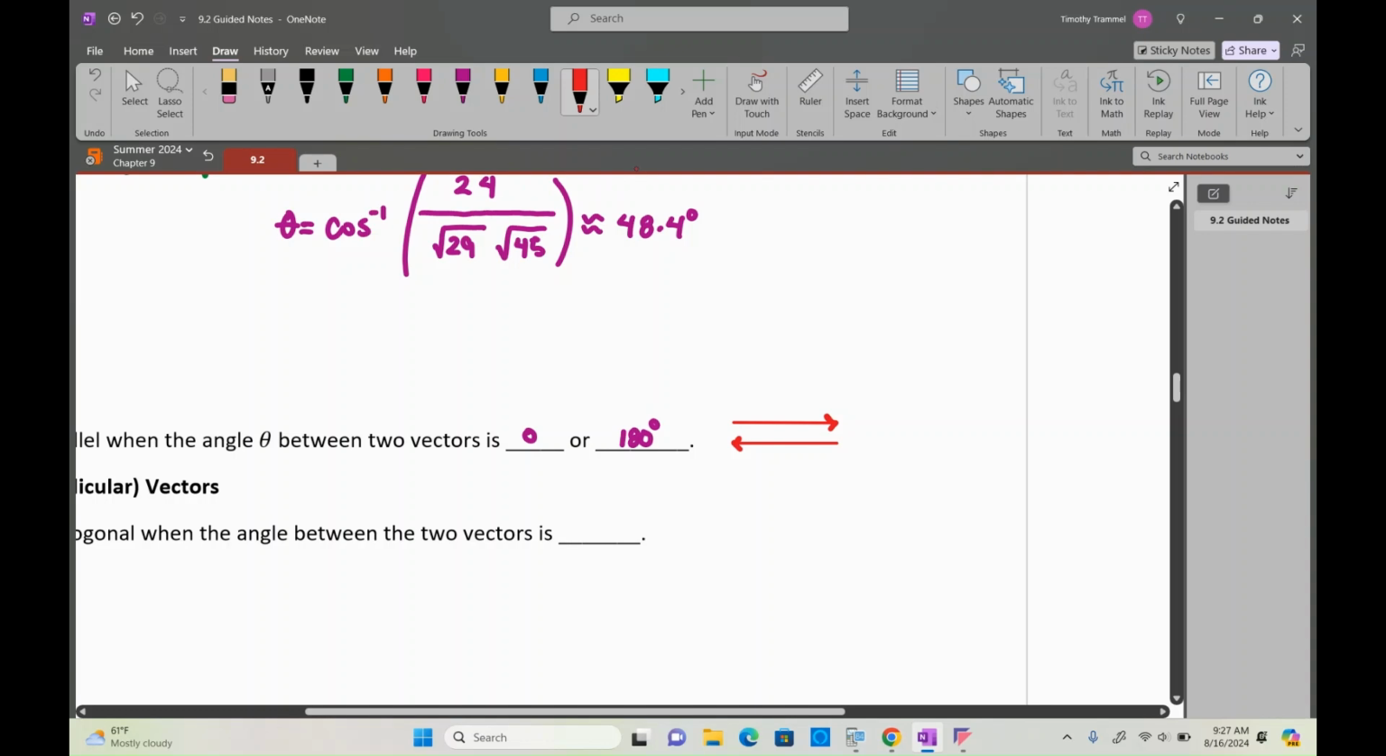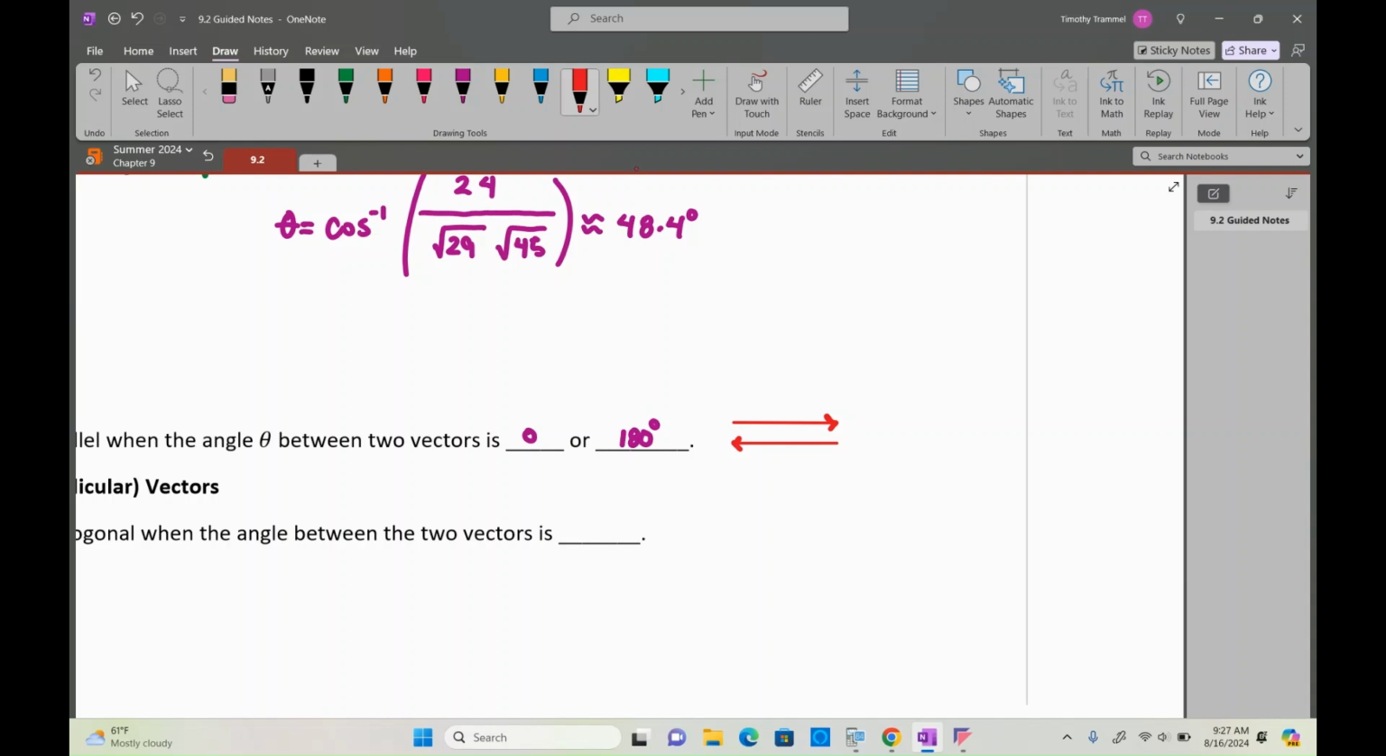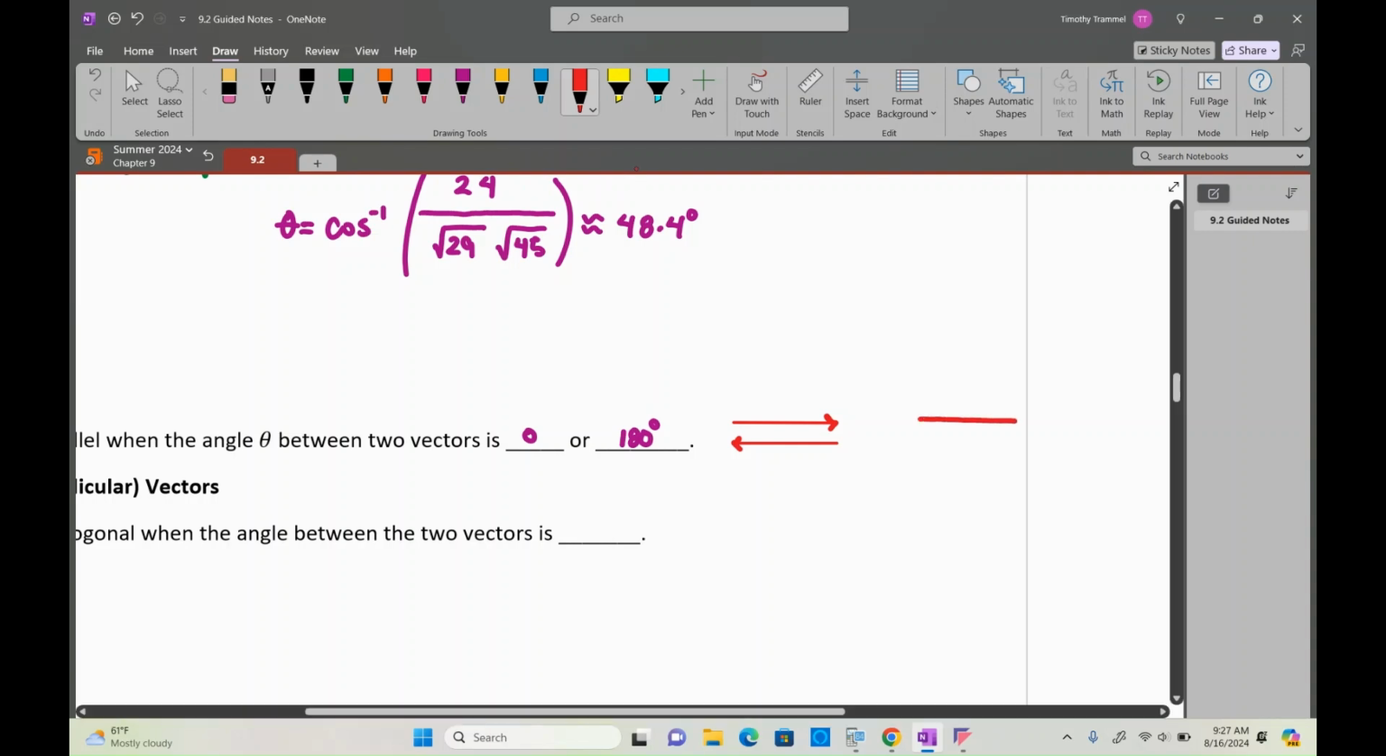They don't have to be the same length. I did sketch them the same length, but also the more obvious one would be if they are pointed in the exact same direction, they are going to be parallel.